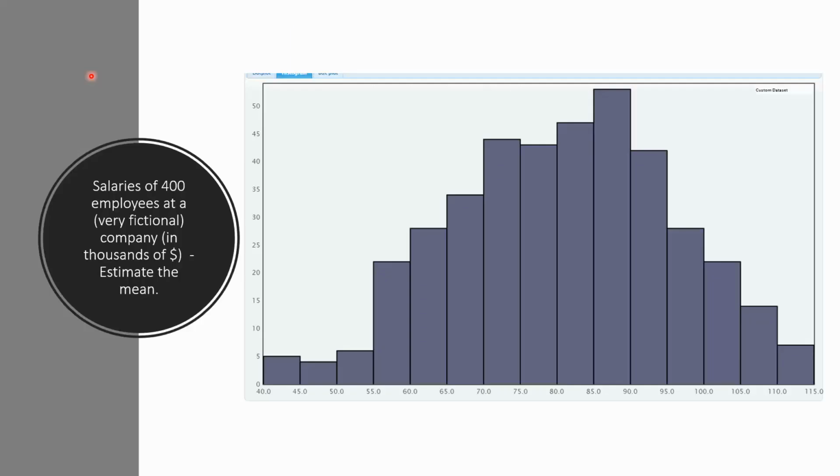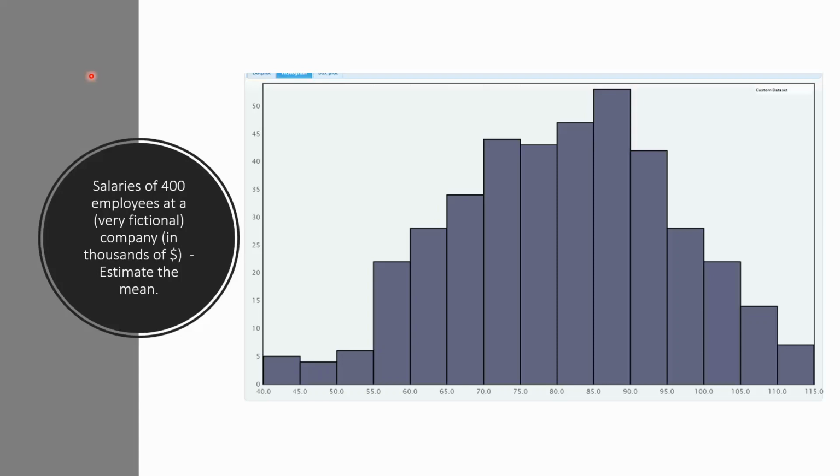In this screencast, I want to look at some of the statistics involving one quantitative variable. So we're going to start with this question. Here's a histogram showing the salaries of 400 employees at a fictional company, and the salaries are in thousands of dollars. Our goal is to estimate the mean.